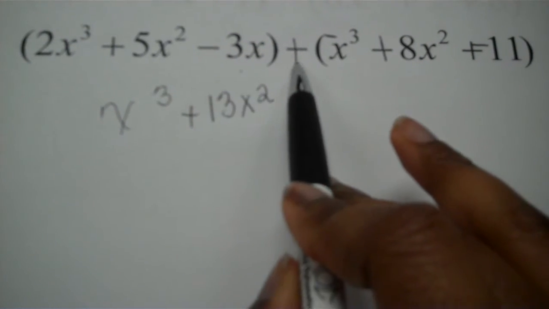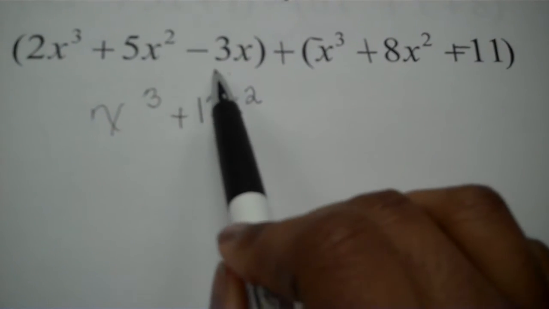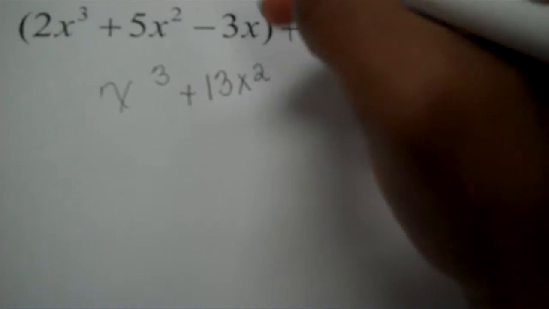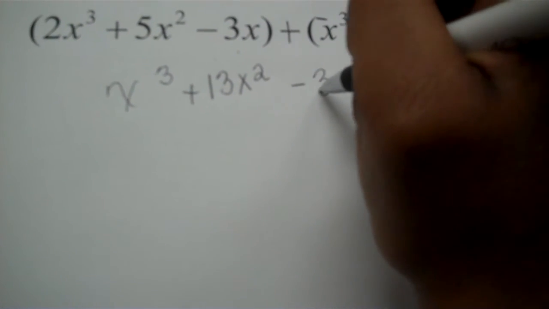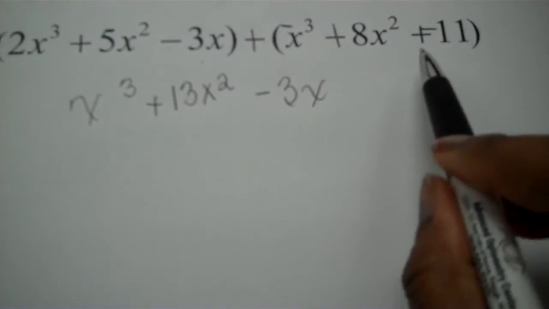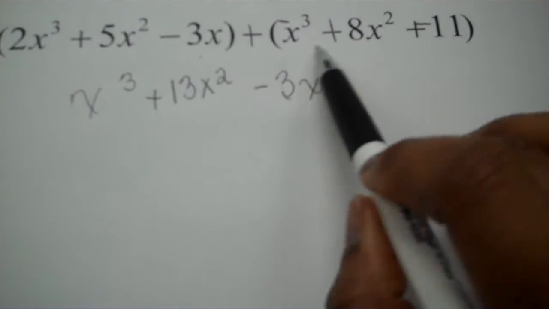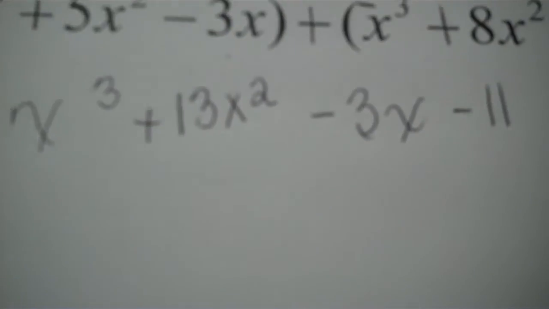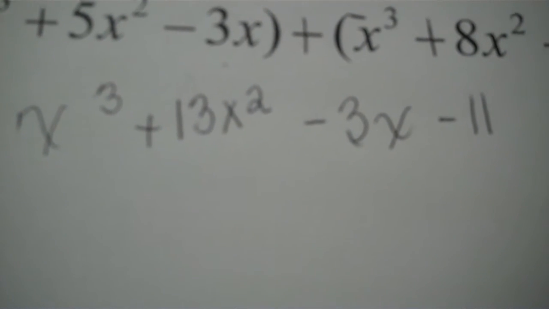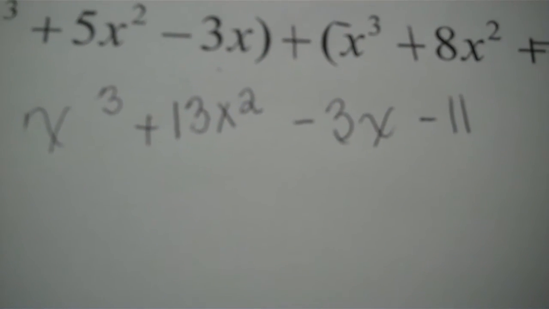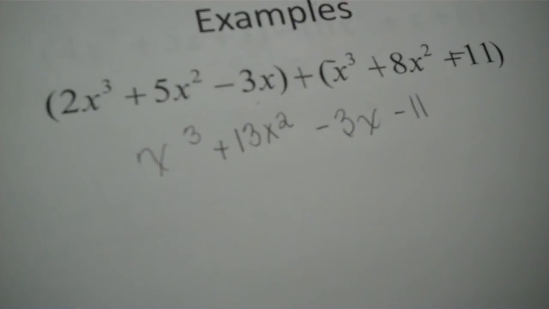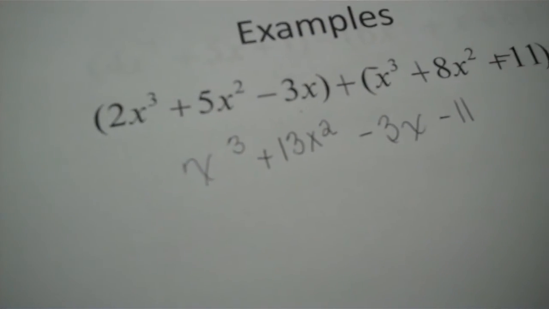Negative 3 plus negative 11. Oh, there's no x. I was getting ready to make a mistake. So there's no x over here. So then this just stays minus 3x. And then there's no 11 over here, or a constant term. So then that would just stay a negative 11. Your final answer is x cubed plus 13x squared minus 3x minus 11. Still simple, right? So once you change your sign, it's still like you're adding like we did before.